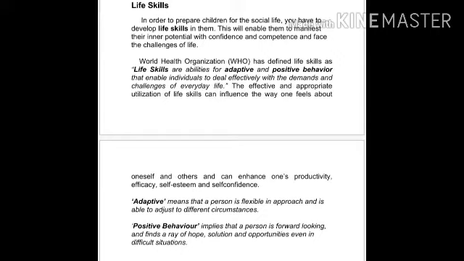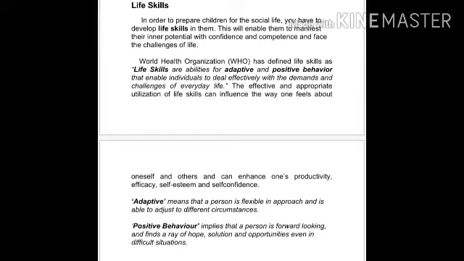First one is life skills. In order to prepare children for social life, you have to develop life skills in them. This will enable them to manifest their inner potential with confidence and competency and face the challenges of life.